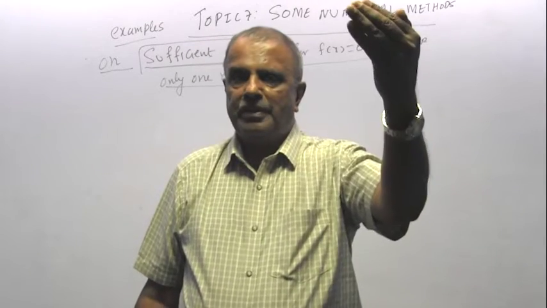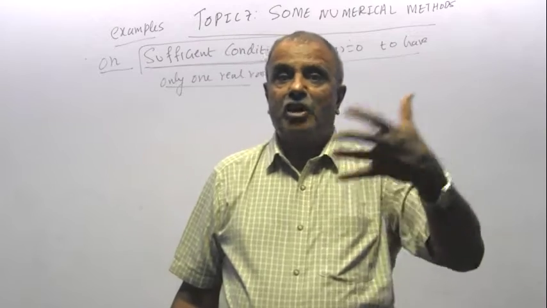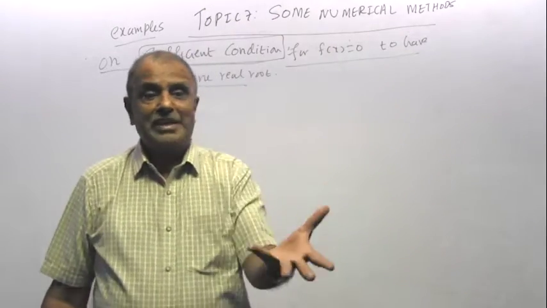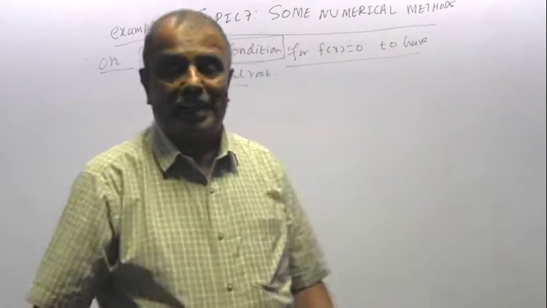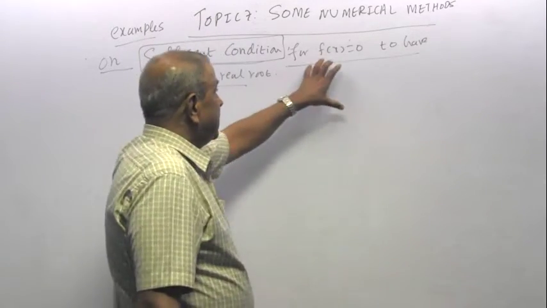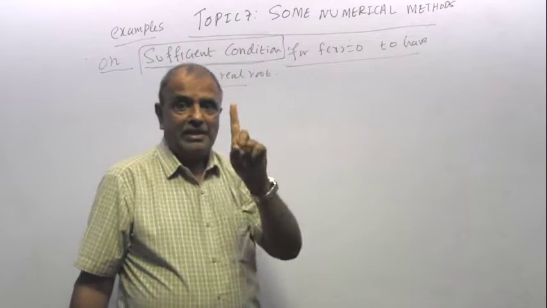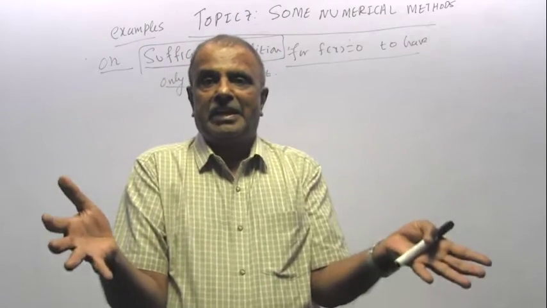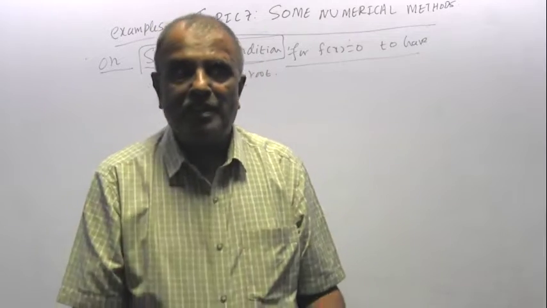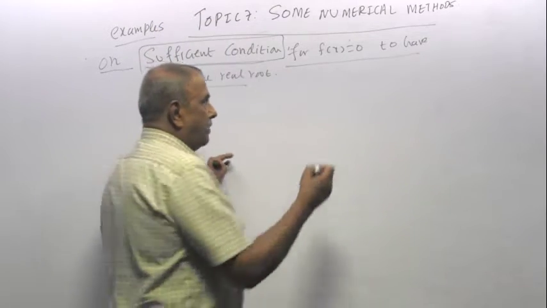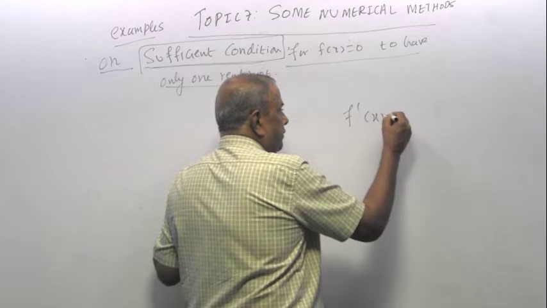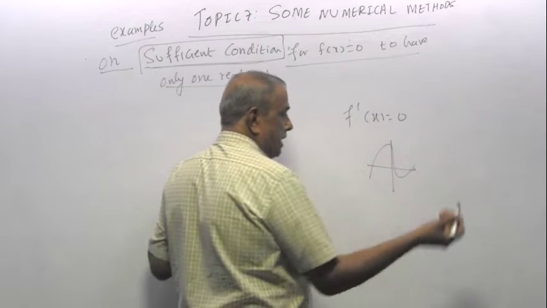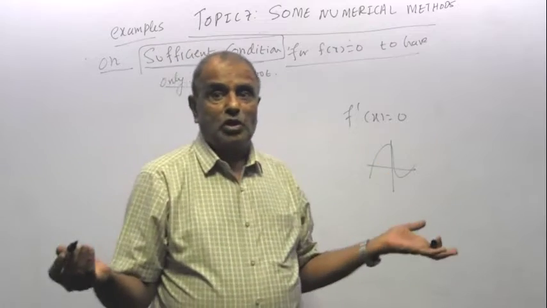Sufficient condition means it is not necessary that the condition should be there, but if the condition is there, it's enough to prove something. Like, if an equation f of x equal to 0 has only one real root, then it is enough for you to show that the derivative has no solutions. Why? If f dash x equal to 0 has a solution, the possibility is it could be a maximum point or a minimum point. So there could be more than one root.